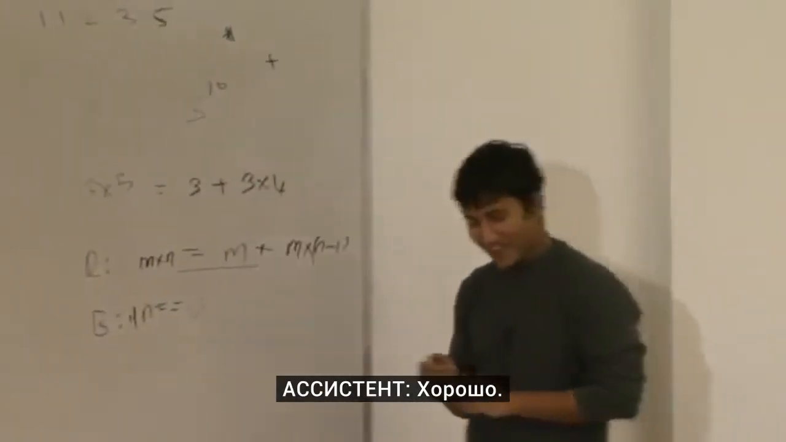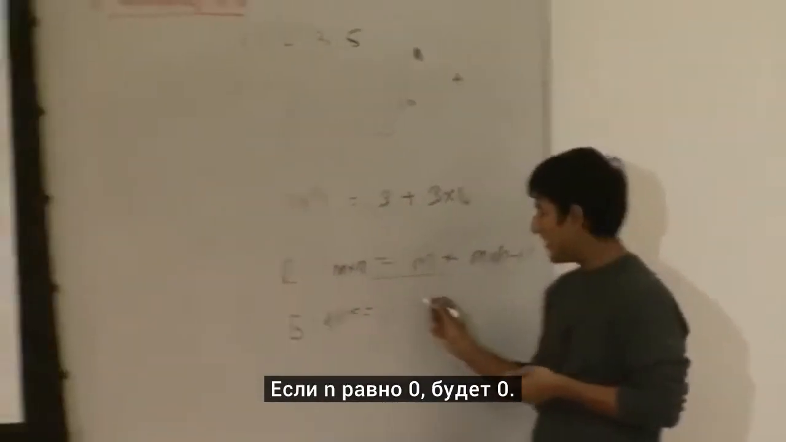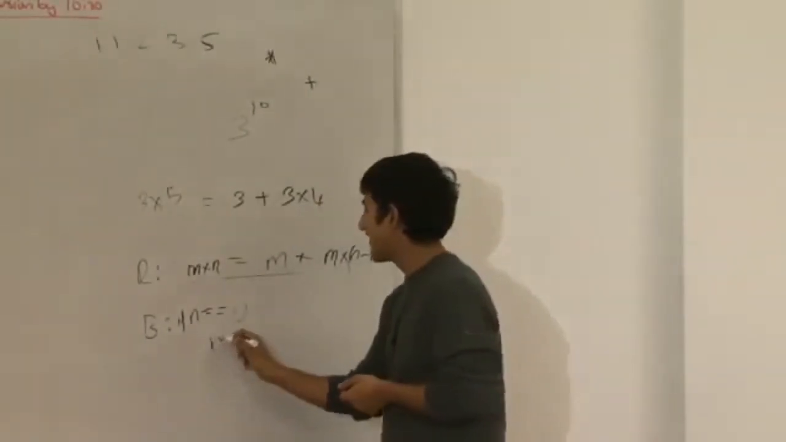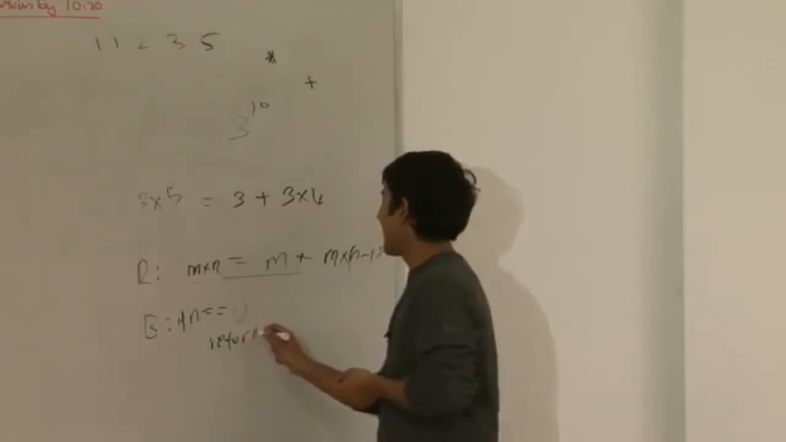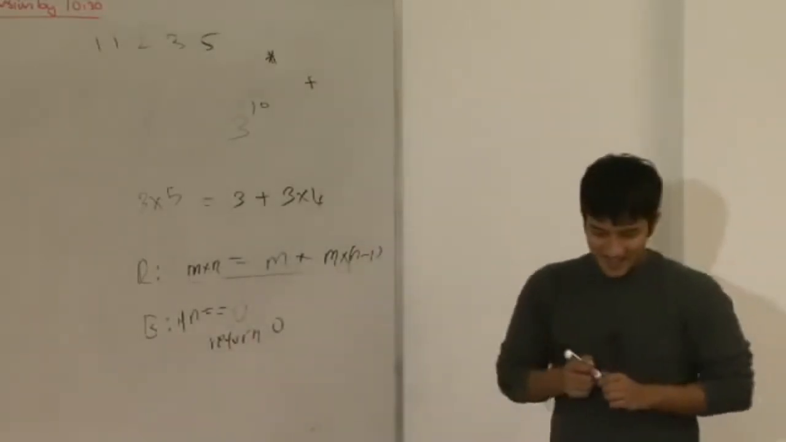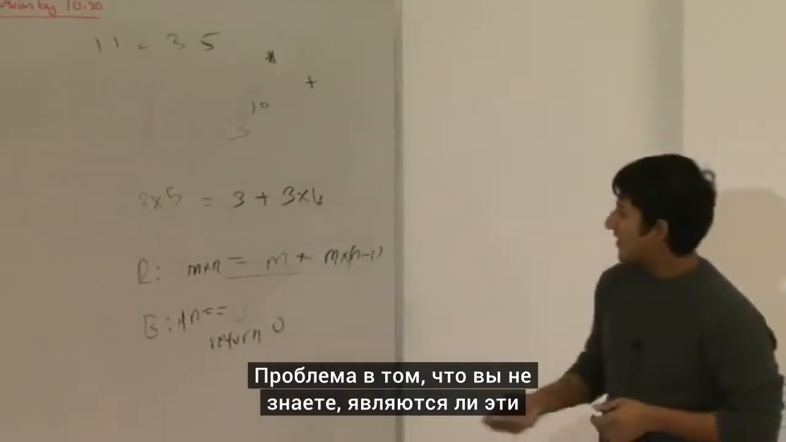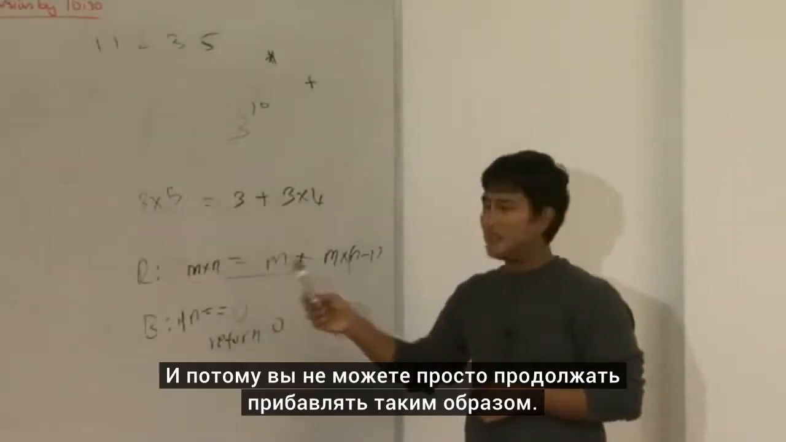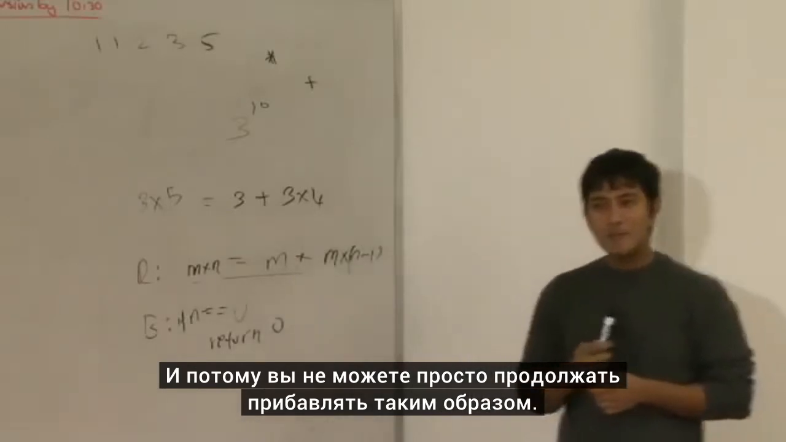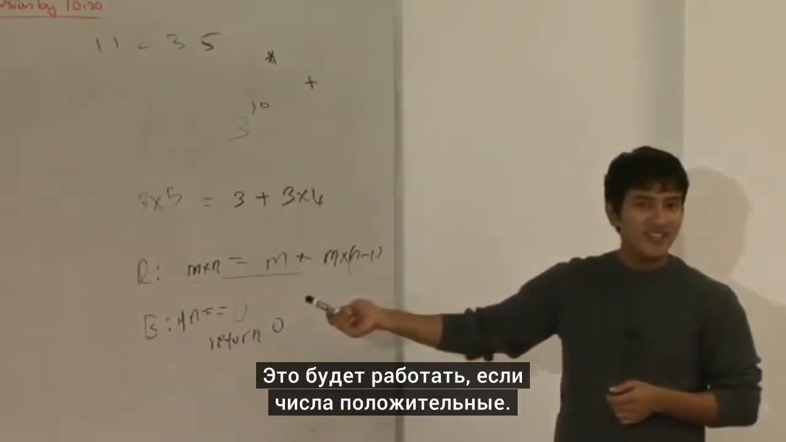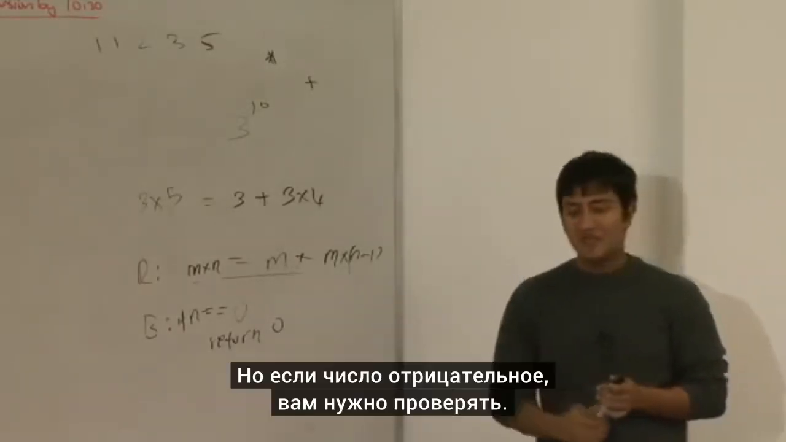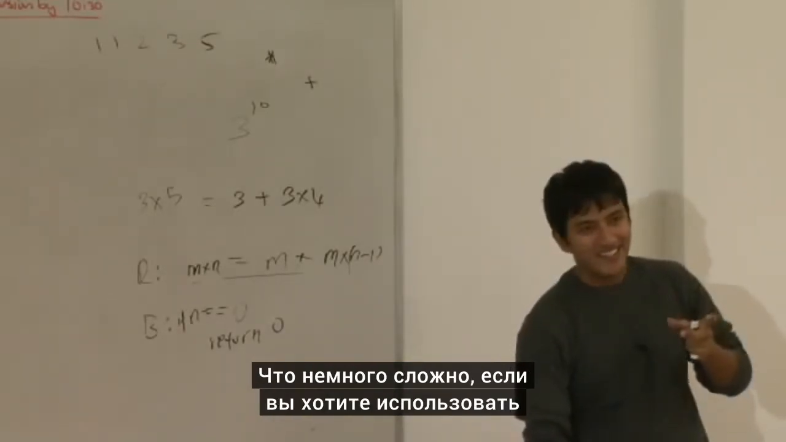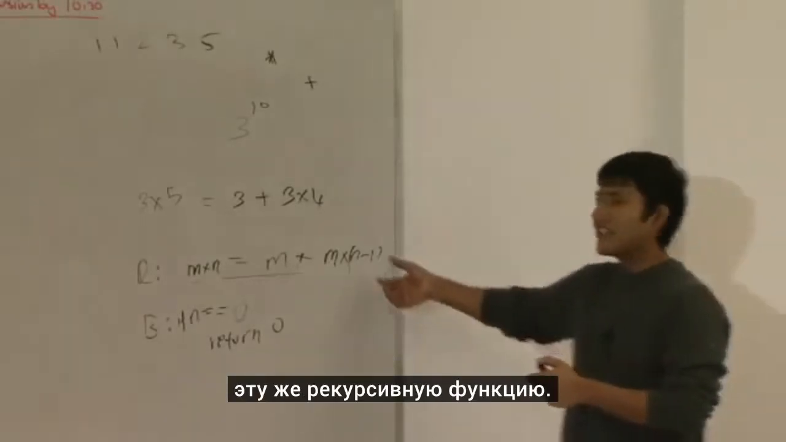Okay. If n is equal to 0, that is 0, but that's fine. But there's another problem. The problem is you don't know whether these values are positive or negative. So you can't just keep on adding like this. This will work if it's positive. But if it's negative, actually you have to check, which is sort of tricky. It's just if you want to use the same recursive function.